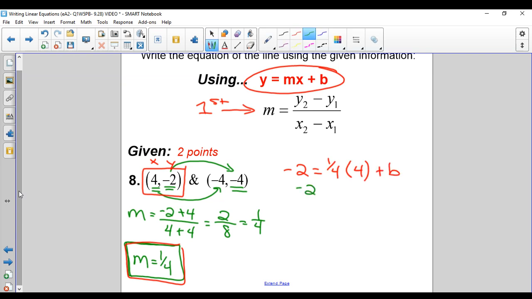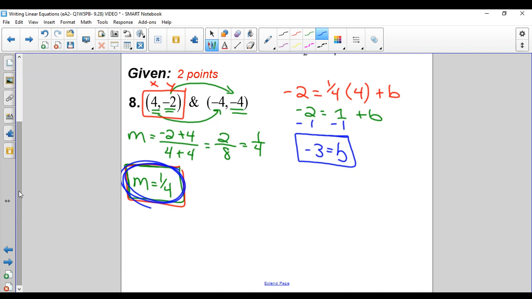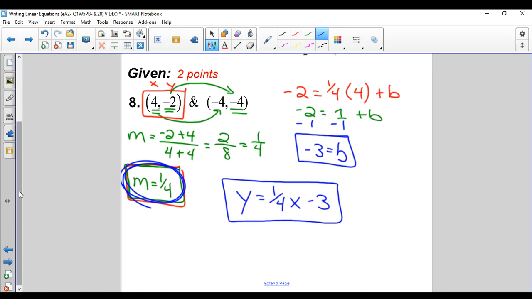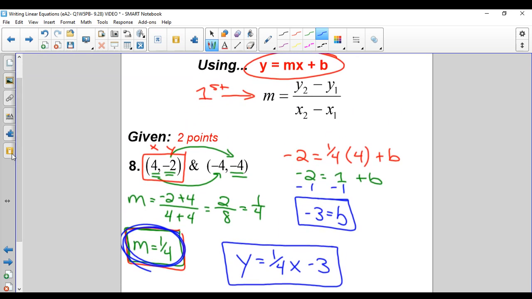1/4 of 4 is just 1 plus b. Subtract 1 from both sides. I get -3 equals b. I got my b. I've had my m for a little bit now. Piece those two together to get your final equation. There's your answer using slope-intercept form after you find the slope.